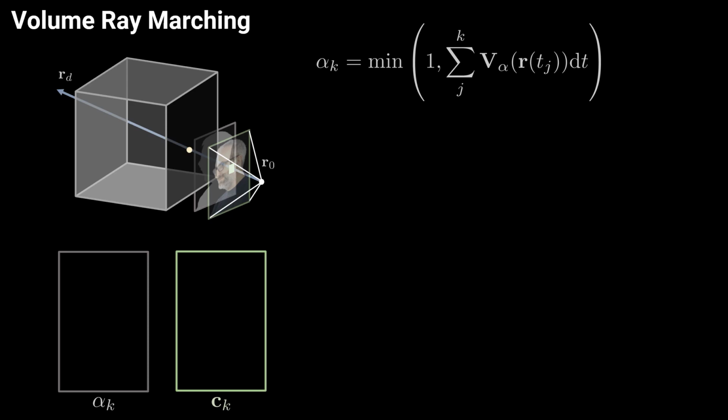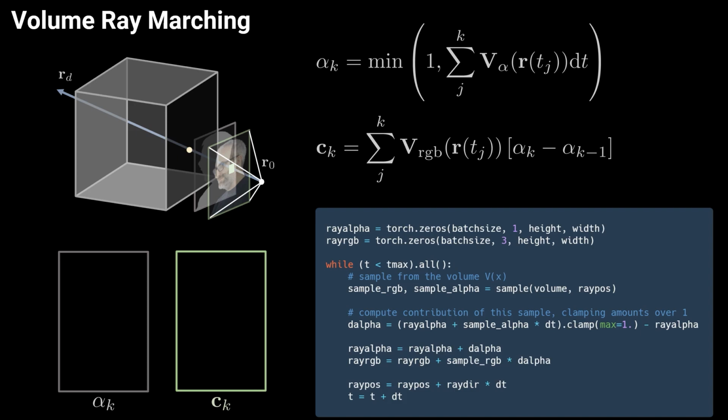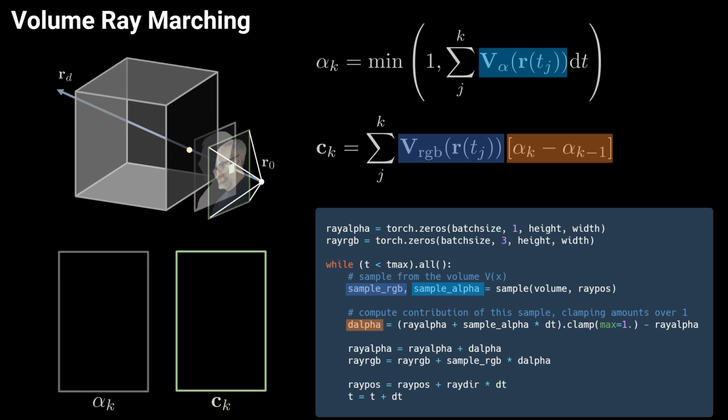Then to compute the color, ck, at each step, we sum the volume color at each point weighted by how much the image opacity changed from the last step. The PyTorch code for this is actually super simple. So we have two variables that we're trying to compute, the final opacity image and the final color image. In the first step, we sample the values of the volume at our current ray position using a sample function that I'll describe later. Then we compute the difference that tells us how much to contribute to the final values. Finally, we accumulate the sampled values into our images and update the ray position.